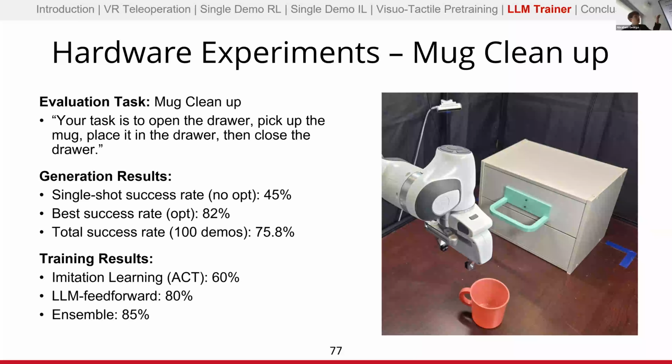And for the best success rate, so this is using the best annotation, with our optimal annotation, we get an 82% success rate. And then the total success rate, amortized across the generation of 100 demos, was 75.8%. So this is 100 successful demos, so it's like 120 some total demonstrations.